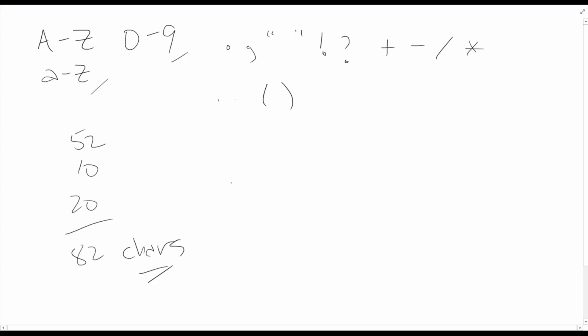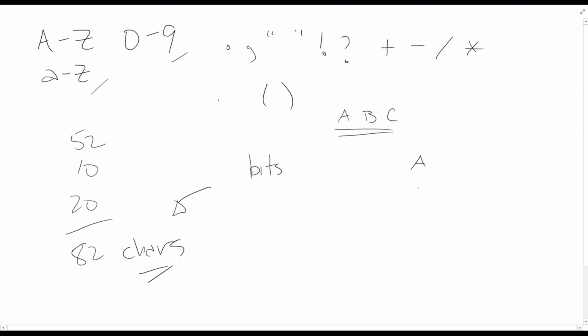Now, what I want to start thinking about when we're doing our encoding here is, if we have 82 characters, how many bits do we need to encode that many characters? Okay, let's just go sort of simply here. Let's say I just had these characters, A, B, and C. How many bits do I need to encode these characters?